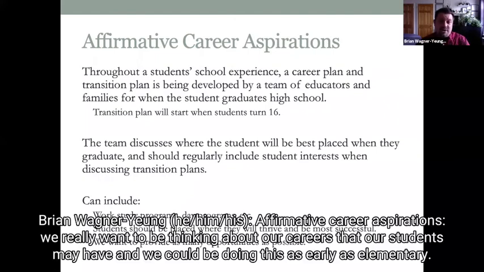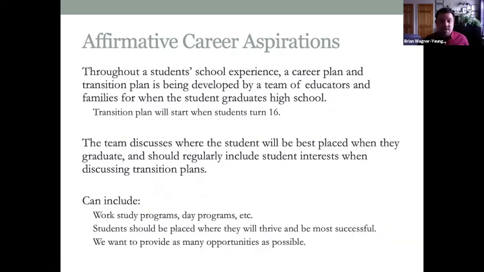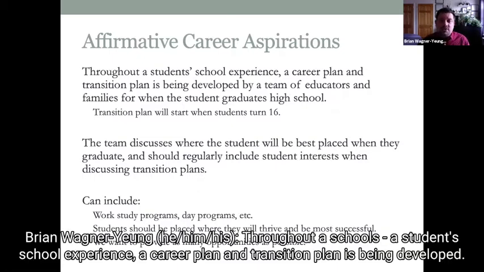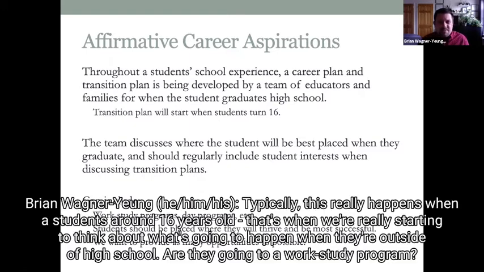Affirmative career aspirations. We really want to be thinking about the careers that our students may have, and we could be doing this as early as elementary. Throughout a student's school experience, a career plan and transition plan is being developed. Typically, this really happens when a student is around 16 years old. That's when we're really starting to think about what's going to happen when they're outside of high school.